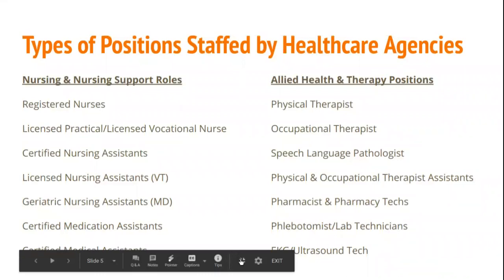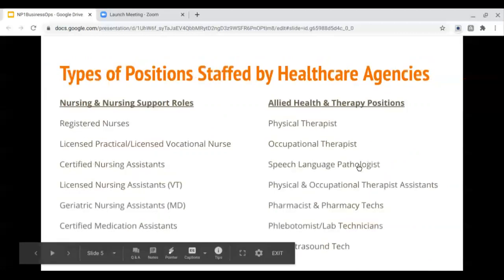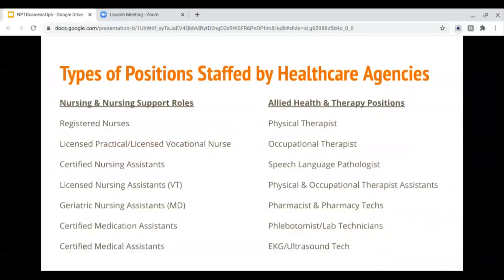And then for some of your health positions, you'll have your physical therapist, your occupational therapist, your speech language pathologist, your physical and occupational therapist assistants, your pharmacists and pharmacy techs, phlebotomists, lab technicians, EKG, and ultrasound techs. And this is just some of the traditional ones. There are hundreds of other roles, as you guys already know, that are staffed, but these are some of the more popular, more frequently used roles for staffing.